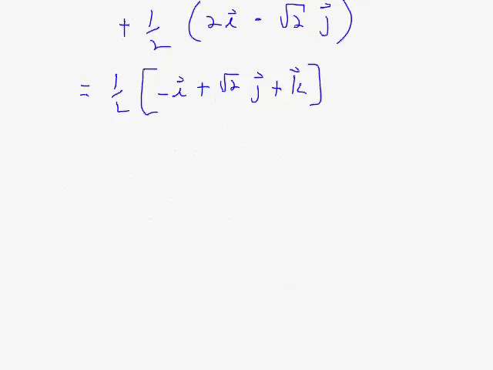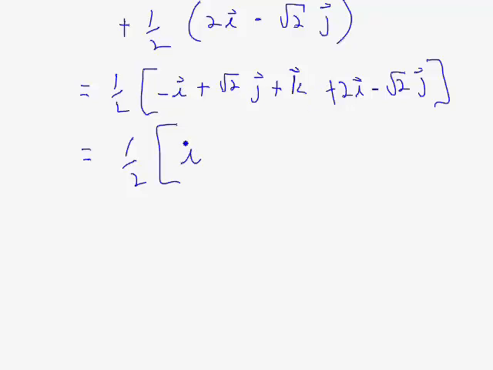and I may not close that off. Okay, and then I get plus 2i minus radical 2j. And if you combine like terms, you get 1/2. Okay, negative i plus 2i. These guys cancel out. And I get, I guess, i plus k in brackets.